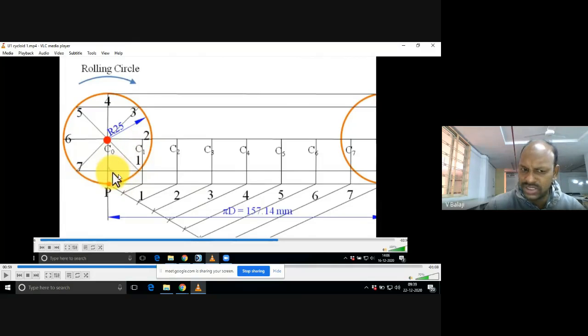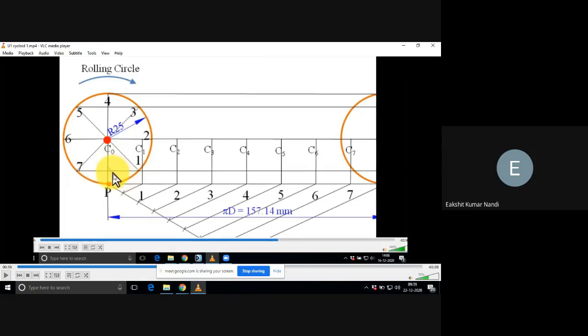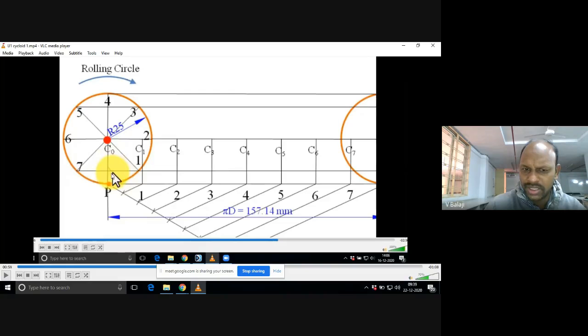Are you able to see the screen? Please mute those who are not. I am asking a question. Are you able to see this arc in between 1 and 7? Center is C1, somewhere here. Take radius 25. Cut the first line passing through 1 and 7. Here you need to cut, somewhere here.